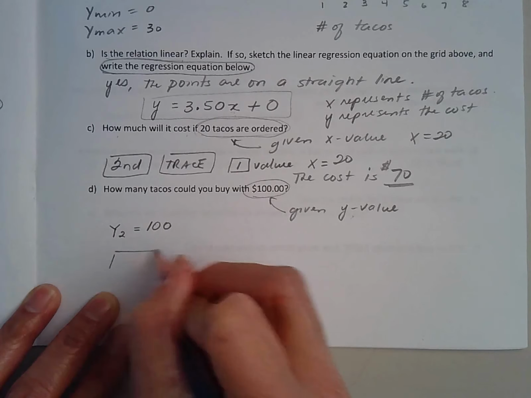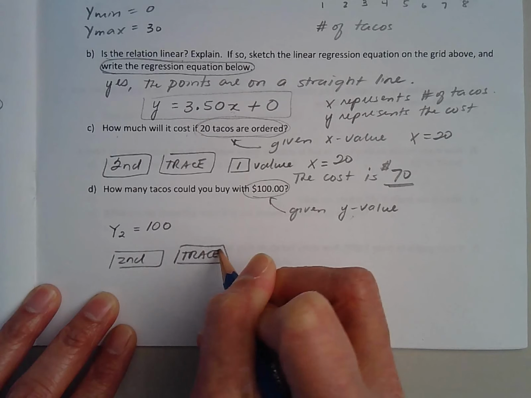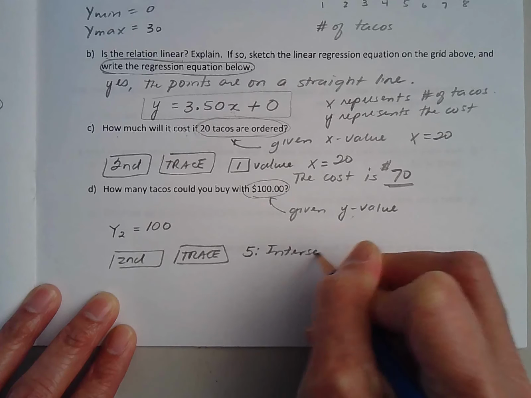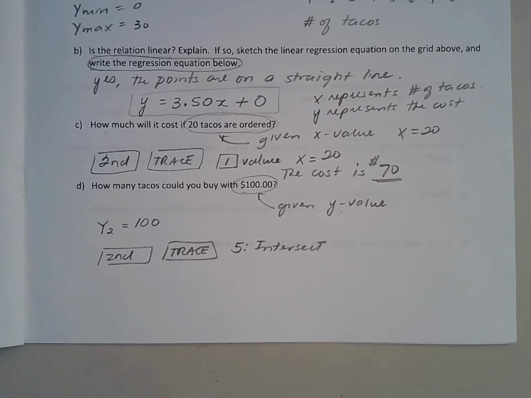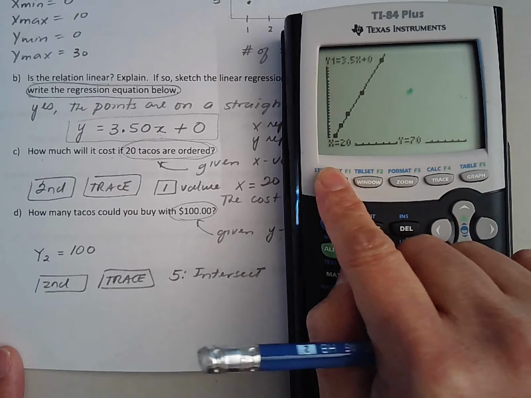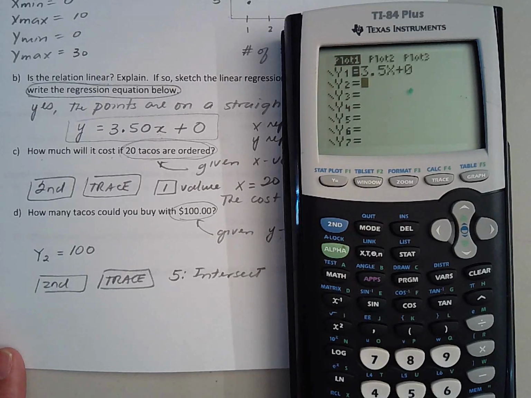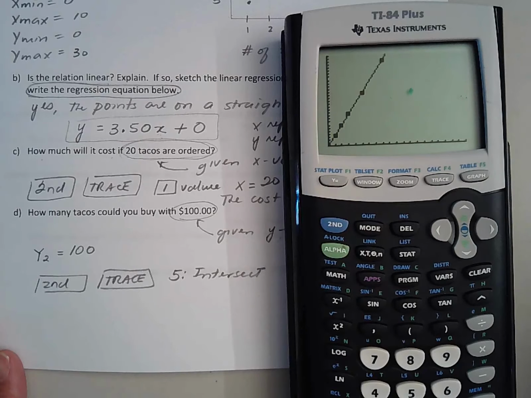And then we're gonna go second function, trace. And I think it's 5 for intersect. And then we're gonna intersect those two lines. So let's figure that out. So press Y equals, Y2 is 100. Let's press graph. Okay. Do you see your graph?